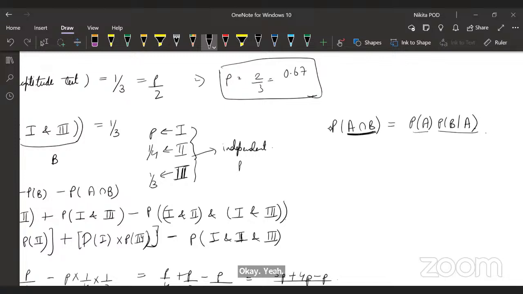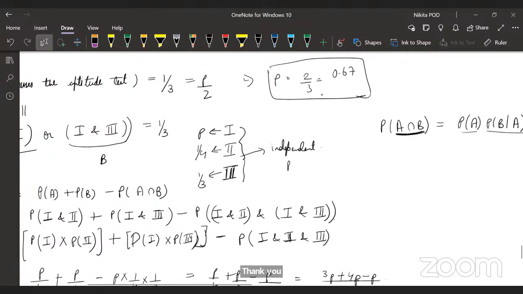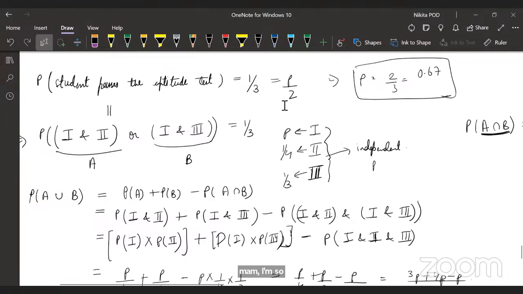Yeah, I think this is making it somewhat clearer now. Yeah, thank you. Somebody else had a doubt, no? Can you go ahead? Yeah, ma'am. So here it was odd, so I was applying that addition rule. But here we have to subtract it because independent events are given.